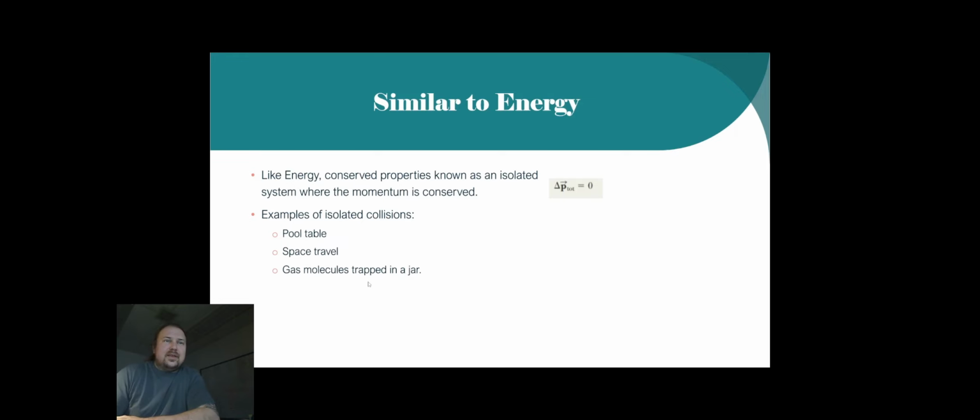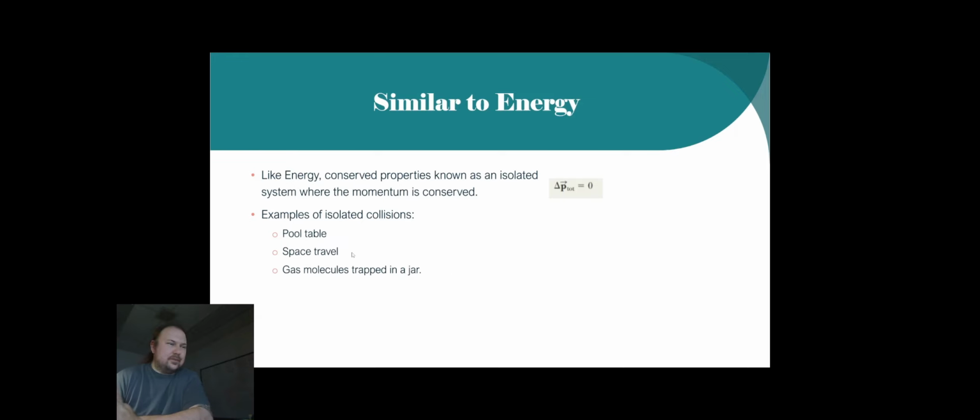Another example would be gas molecules trapped in a jar. Let's say we have a container filled with oxygen. You'll have these oxygen molecules bouncing off each other inside this jar, just colliding and bouncing around, and that's considered an isolated collision. It stays within the jar, there's nothing going on with it, it just collides and goes a different way. They just bounce off each other.